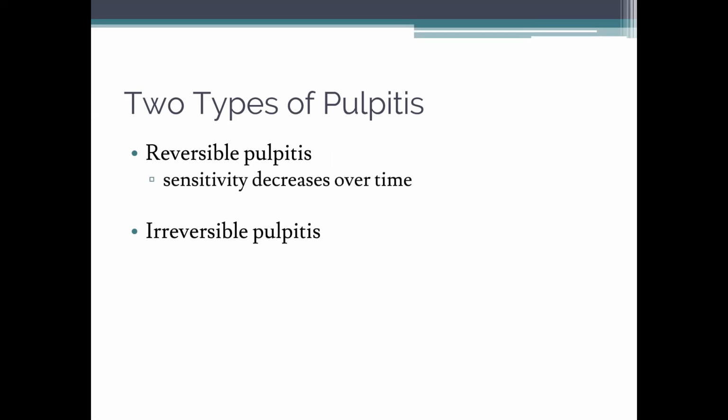Reversible tells me that the patient's sensitivity is going to decrease over time. Perfect example. You come in, you have a cavity, we fill it. After the filling and the numbness wears off, for a couple weeks you're like, man, every time I drink cold, ooh, that's cold. And then as time goes on, it goes away.